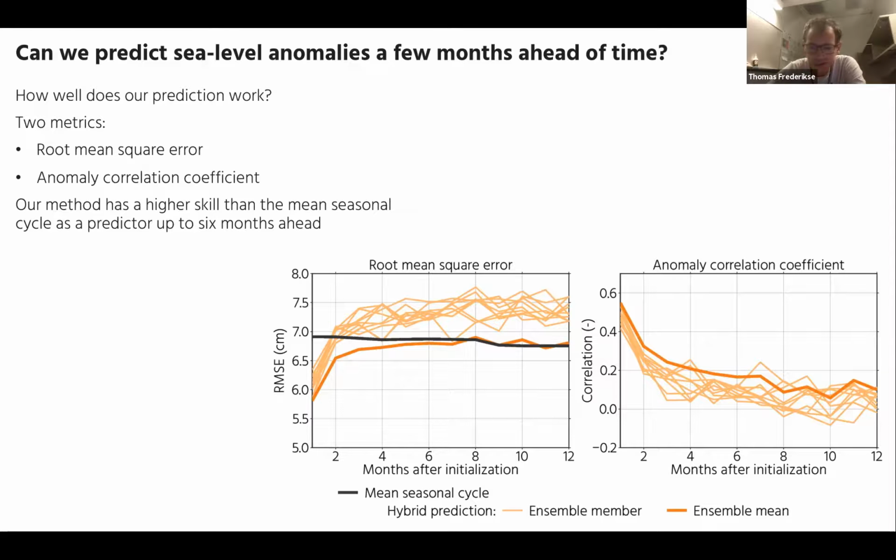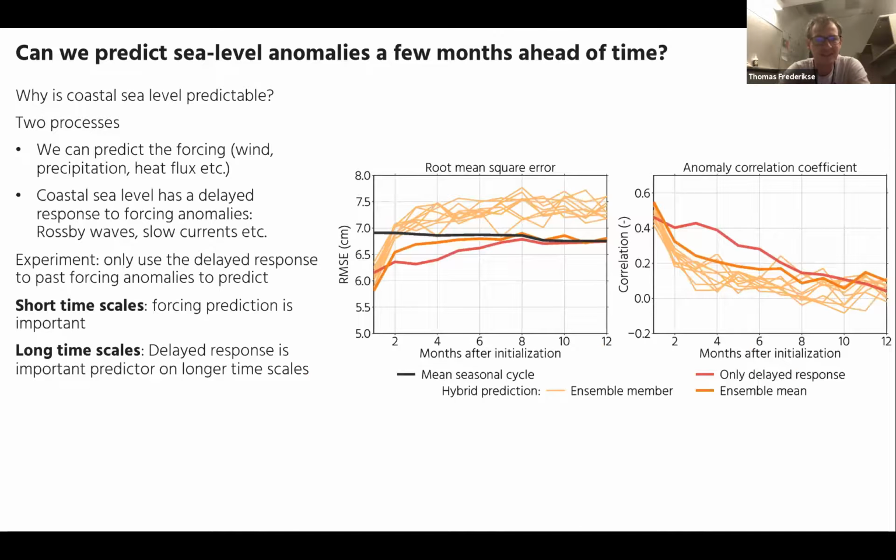And we can also look into what is causing this predictability. We have these two mechanisms. We might be able to predict the forcing for short lead times, where we use the CCM model to predict wind stress, to predict freshwater fluxes, etc. And we have this delayed response to open ocean forcing, where we can use the observations of this forcing and then see, okay, a few months later, sea level will change that way.